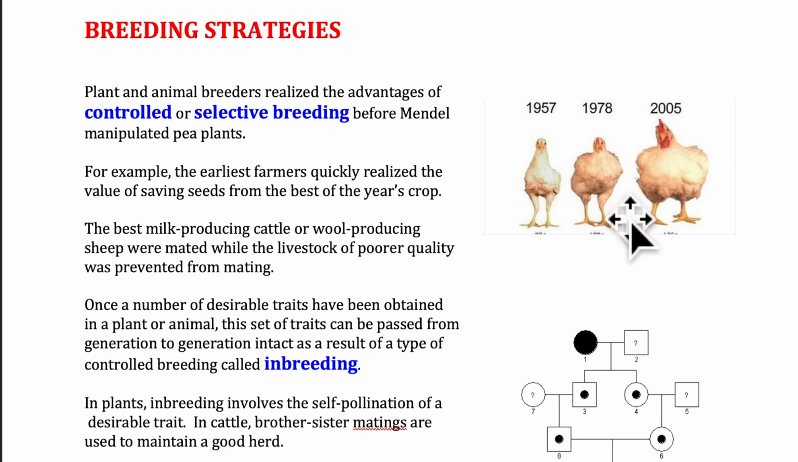You can see in this picture, you have a skinny chicken, a bigger chicken, and an even bigger chicken. If you keep mating big chickens, you're going to get a whole lot of big chickens to go with it. You're going to make more money. You're going to have bigger chickens, more meat, more bang for the buck.